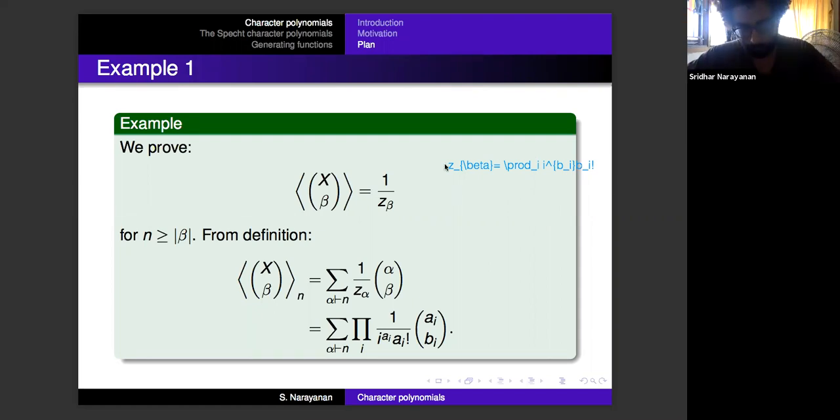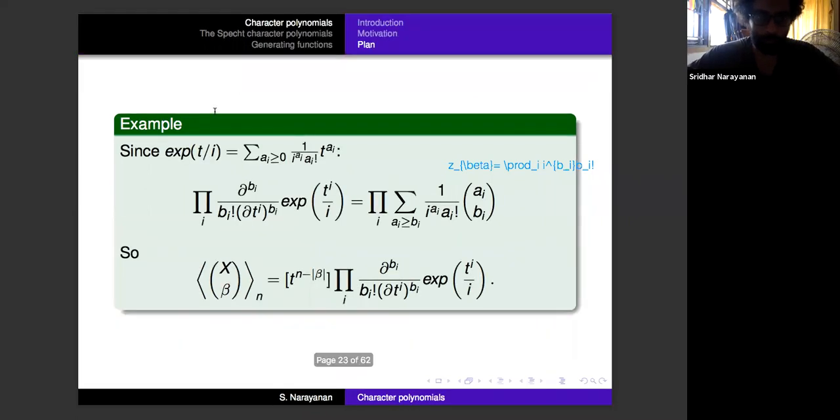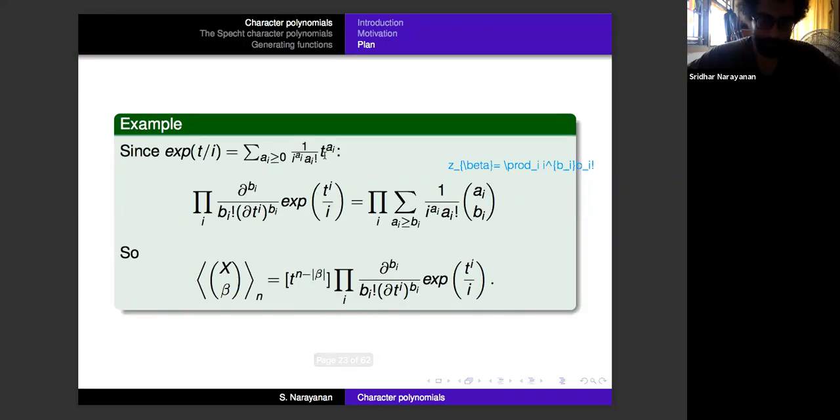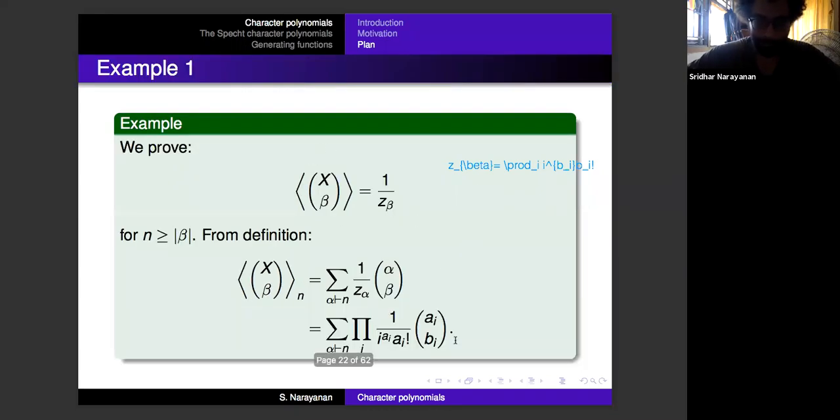Okay, let's prove this. Let's start with the definition of what a moment is. It is just this expression inside the angular brackets evaluated at every partition. We can break this up, again by definition, into the product over i. Now the crucial step is recognizing that the expansion of the exponent t raised to i gives us most of the terms in this moment calculation. It gives us 1 over i raised to a_i times a_i factorial, which is one term that we need. So we just need to make some kind of substitution into t so that it gives us the remainder of this.